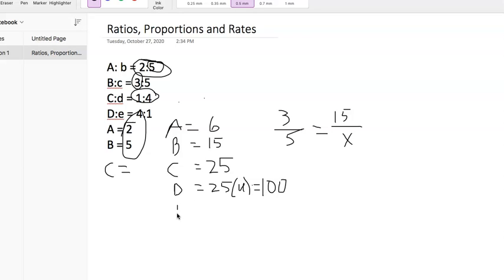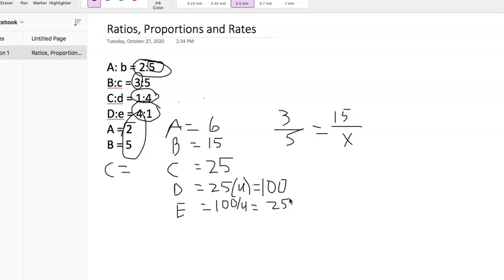All right, and then we just got one more to figure out. And that is, what is E? Okay, so we have D is 100, and this right here just has that ratio reversed, right? So basically D is now 4 times bigger than E. So on this one, D was 100, so 4 times bigger, so we'll just divide it by 4, and E will be 25. Okay, so we did it, and that's really the process.